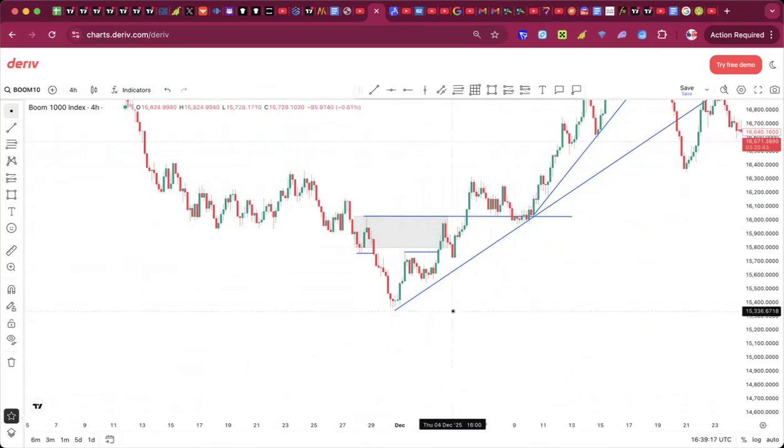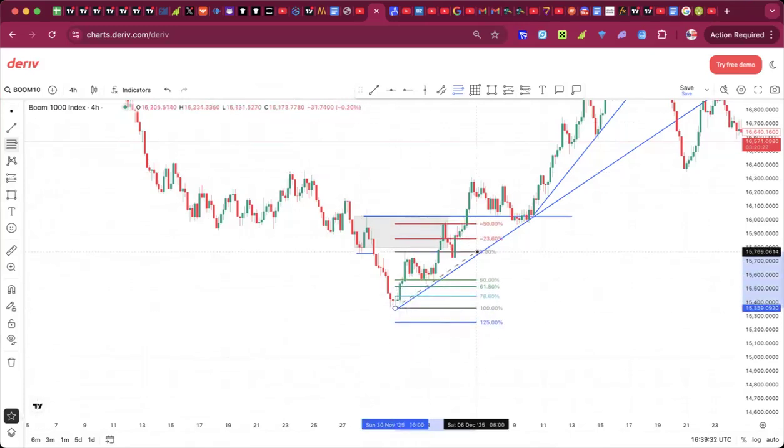But in this case, the market did not get there. The market got here and started retracing. Now, this is the first step you are going to need your Fibonacci retracement for. So now what do I do? I'm going to take my Fibonacci retracement from the low to that high.